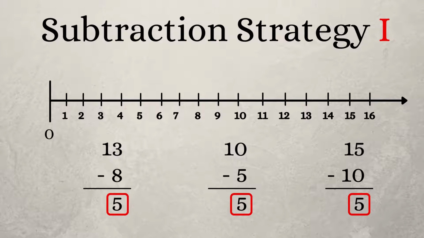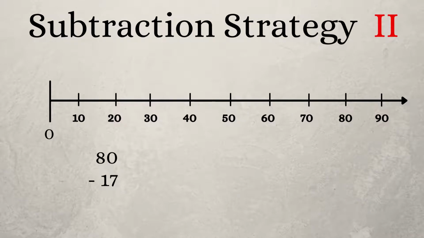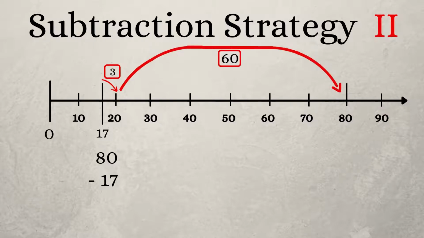Let us move now to the next strategy, which involves jumping to the friendly numbers. 80 minus 17. We start from 17 and jump to the next friendly number, 20. We do that by adding 3. Next, we can jump easily to 80 by adding 60. Now by adding the two jump values, we can get the difference. So here 3 plus 60, which is 63, is the answer.